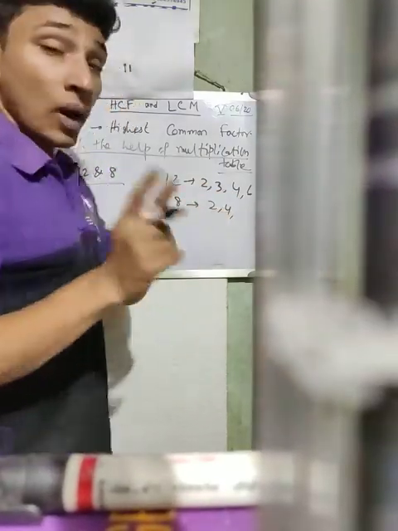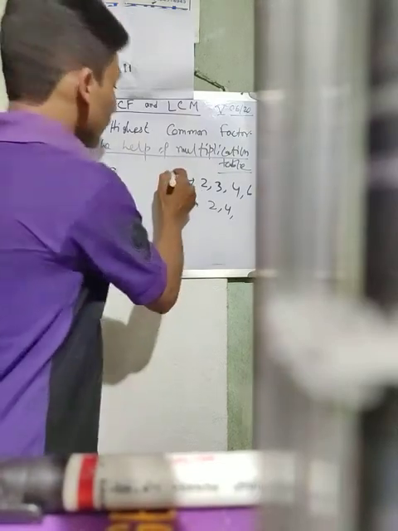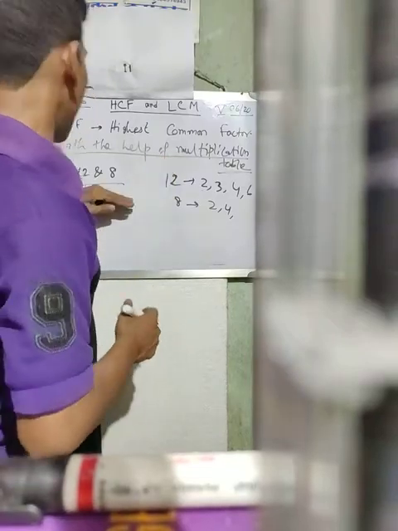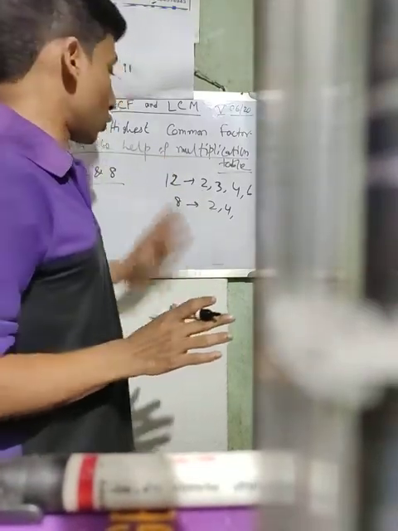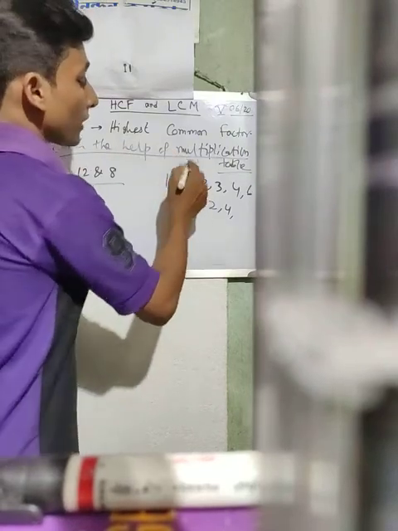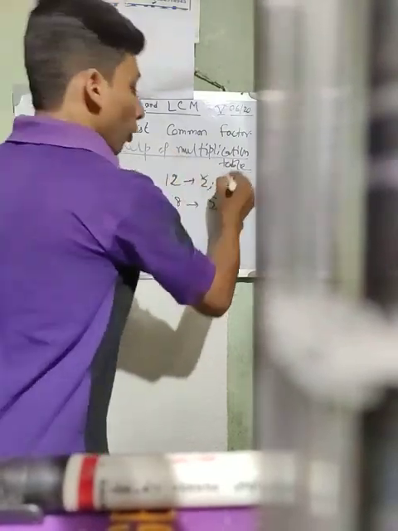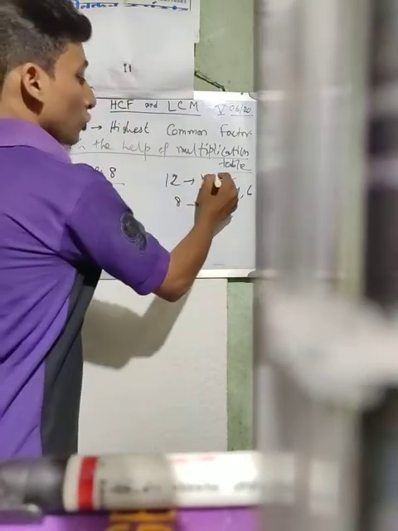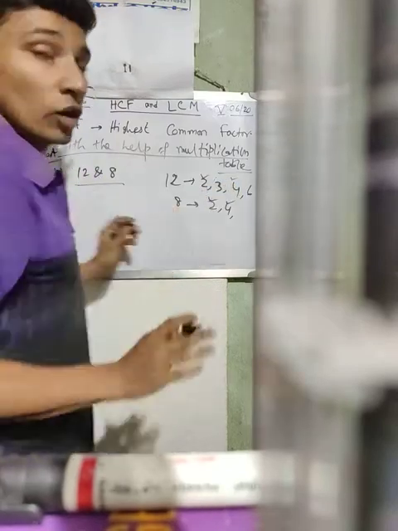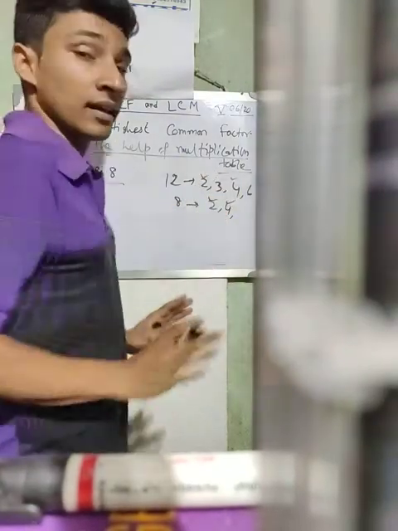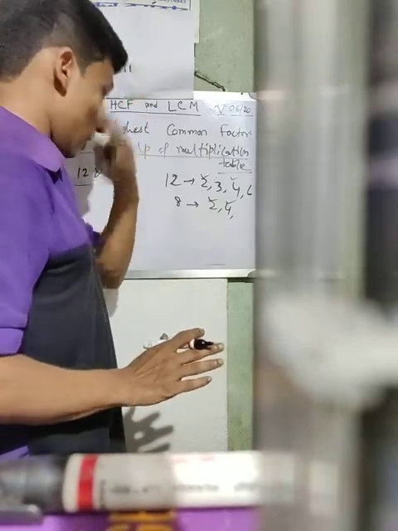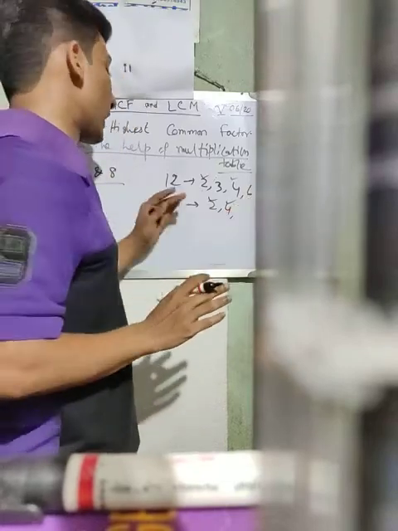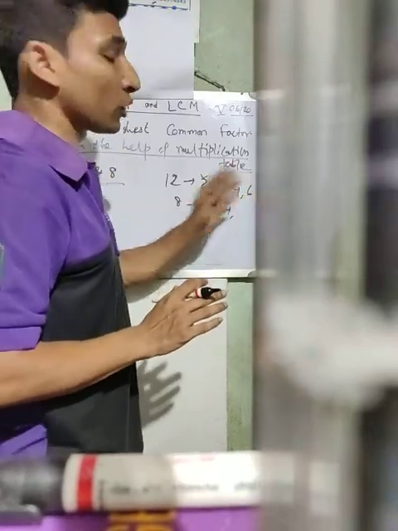So what did I say? We have to find the table to which both the numbers belong. So here you see 12 and 8 belong to the multiplication table of 2 and 4. Understand? 12 belongs to the multiplication table of 3, but 8 does not belong. So that's why we will not consider the multiplication table of 3. And 12 also belongs to the multiplication table of 6, but we will not consider this table because 8 does not belong to it.